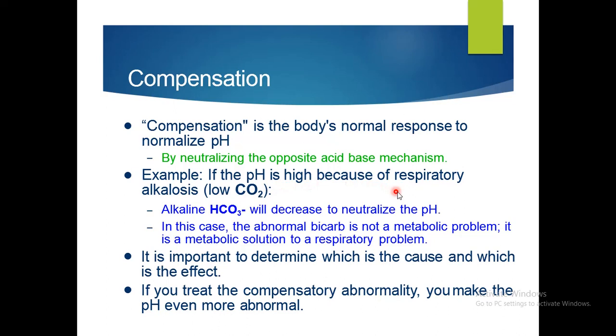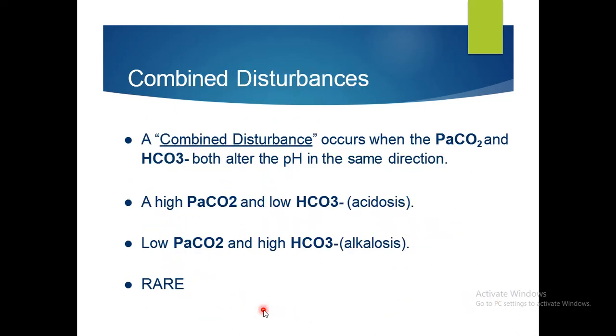For example, if pH is high because of respiratory alkalosis, that is low carbon dioxide concentration in the body, the alkaline reserve, or the bicarbonate ions, will decrease to neutralize the pH, hence bringing it back to a less alkaline environment. In this case, the abnormal bicarbonate is not a metabolic problem, it is a metabolic solution to a respiratory problem. It is important to determine which is the cause and which is the effect. If you are going to treat the compensatory abnormality, you will only make the pH more complicatedly abnormal.